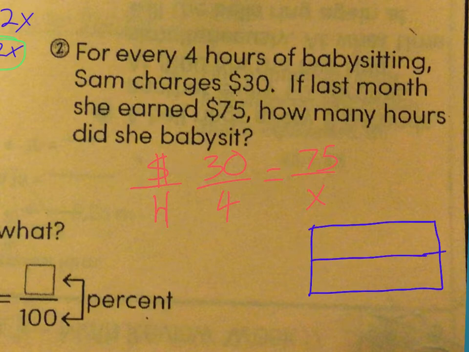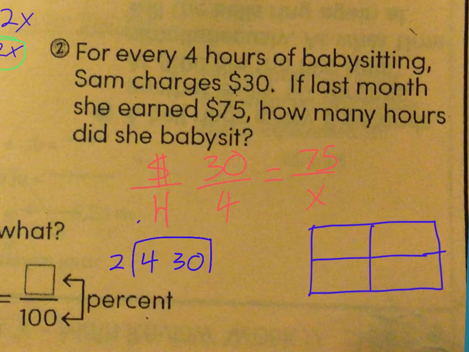The first thing I'm always going to do is look at the ratio that it gave me and simplify it to the lowest that I can. So we have 4 and we have 30. Is that simplified? No, it isn't. So we can take a 2 out of it, and we get 2 and 15. So for every 2 hours she works, she gets $15. So we're going to put $15 per 2 hours.